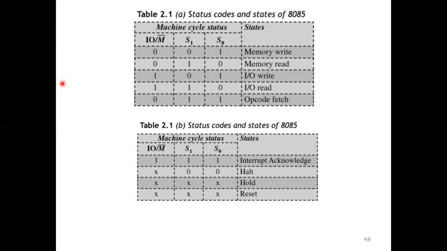Finally, we have 0 and 1 for opcode fetch, because most of the opcodes are stored in the memory, so we are only selecting the memory in the opcode fetch. This is the status code and status of the 8085. The 111 condition means it is an interrupt acknowledgement. If 00, it is a halt. If all the values are don't care conditions, it means hold or reset condition.